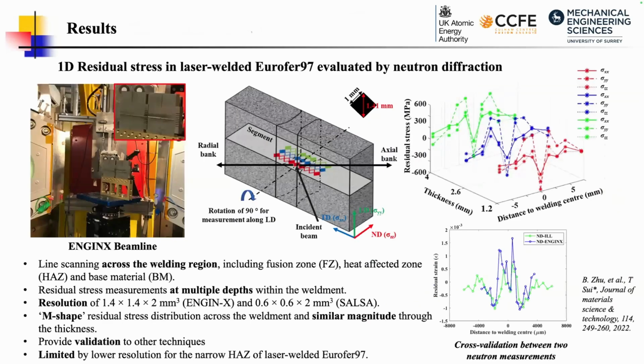Here are the results, firstly for the one-dimensional residual stress measured by neutron diffraction. So we've done that experiment twice. One is at the NJX, and we do the scanning at those points.